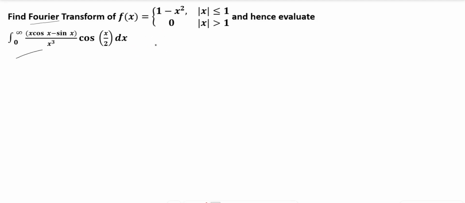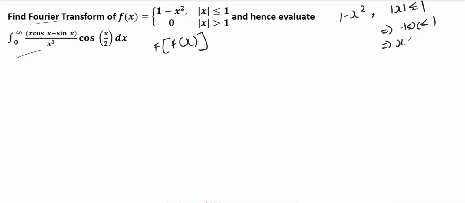So, इसके लिए we first need to find the Fourier transform of a function f(x) जो कि हमें given है 1 minus x square when mod x is less than or equal to 1. That is, it is 1 minus x square when mod x is less than or equal to 1, which implies when x is between 1 and minus 1. That is, the interval is minus 1 comma 1, and elsewhere it is 0.